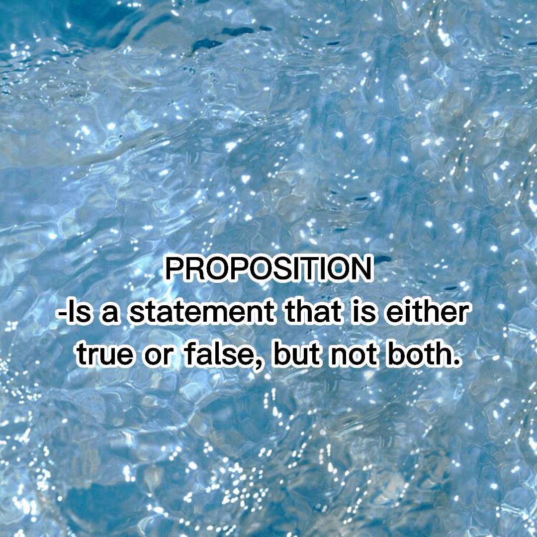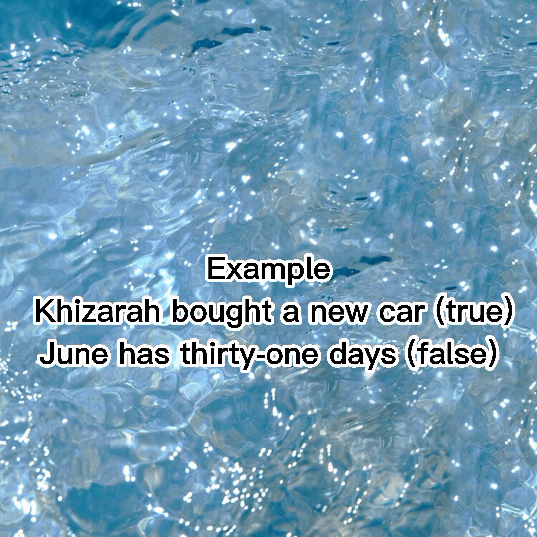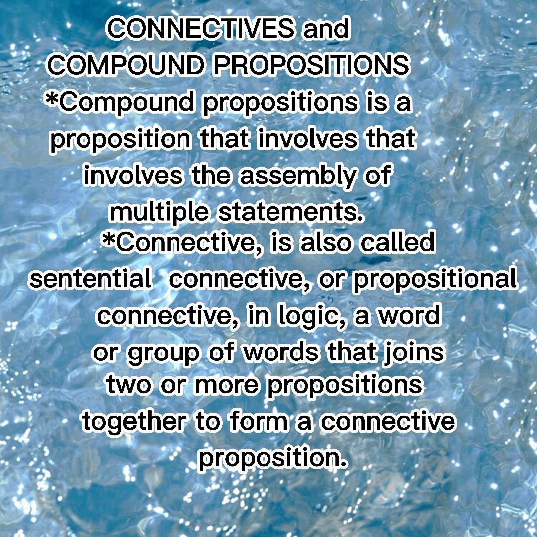Next is proposition. A proposition is a statement that is either true or false but not both. Example: Kizara bought a new car. June has 31 days. And let's proceed to the connectives and compound propositions.